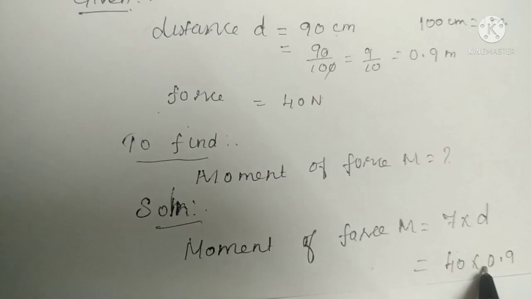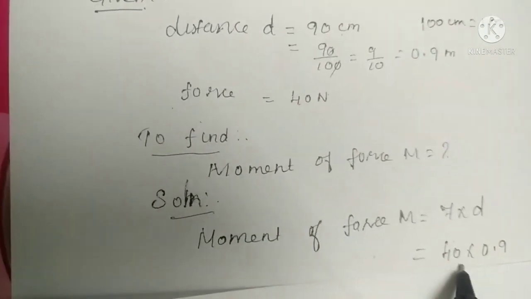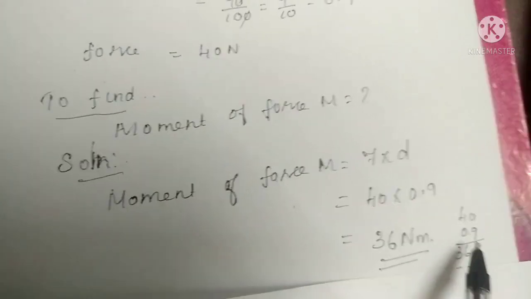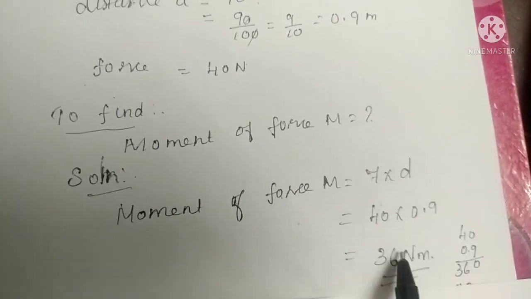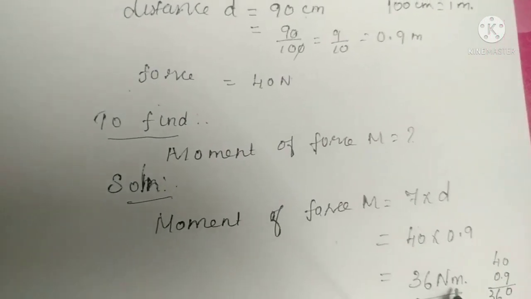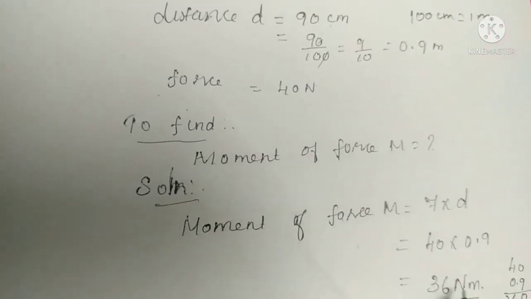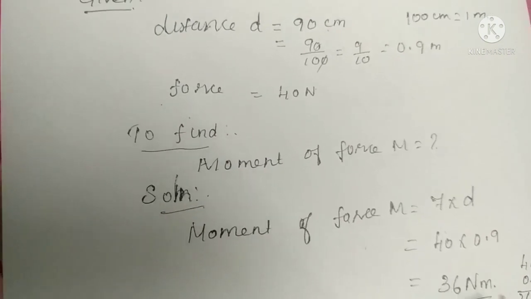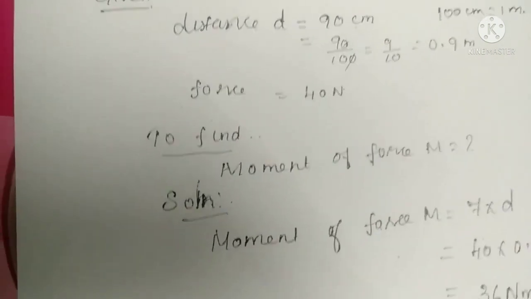So 40 into 0.9. If we multiply 40 and 0.9, we'll get 36. So 36 Newton meter. This is the answer. Moment of force is equal to 36 Newton meter.